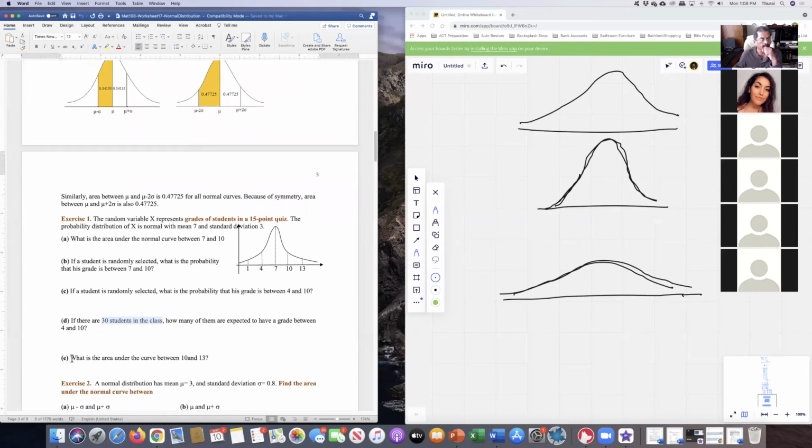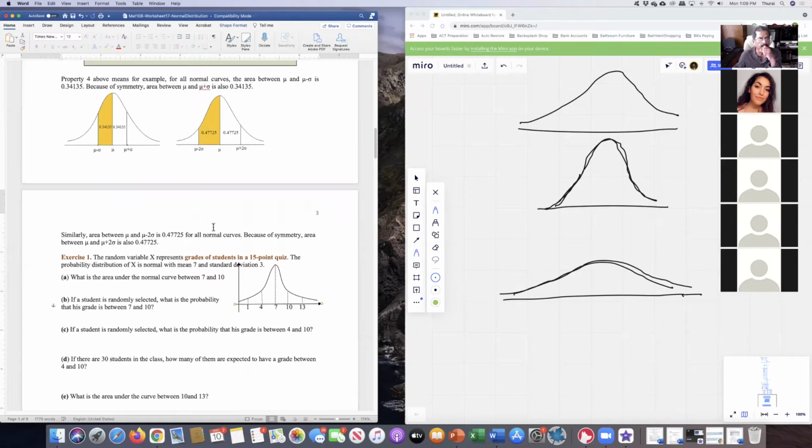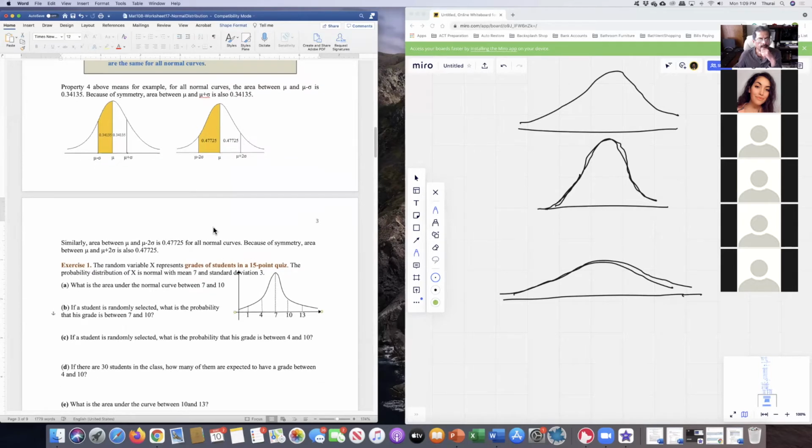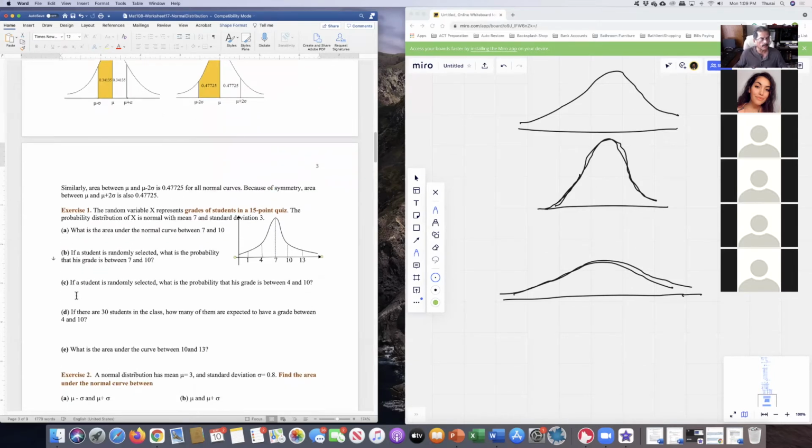Okay, so what's the area under the curve between 10 and 13? What do I do to get that answer? Now, remember, 7 to 10 is 1 sigma over, right? 10 to 13 is another sigma over. And we already have numbers for those areas. So can anybody tell me what math I have to do to answer this question? The question is, what is the area under the curve between 10 and 13?